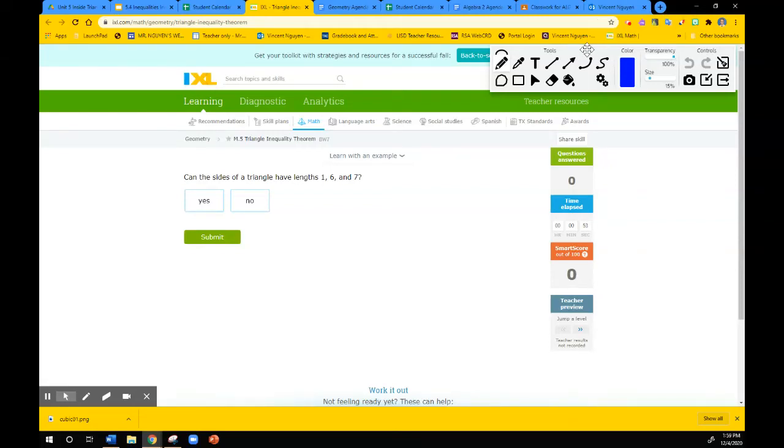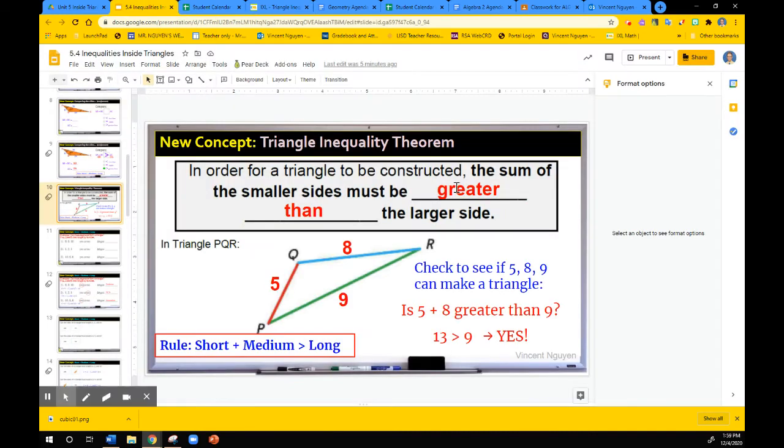Today we're going to be working on the Triangle Inequality Theorem. So before we begin, let's remind ourselves what that is. The Triangle Inequality Theorem says that in order for a triangle to form, the two shorter sides added together must be greater than the third, longest side, right?